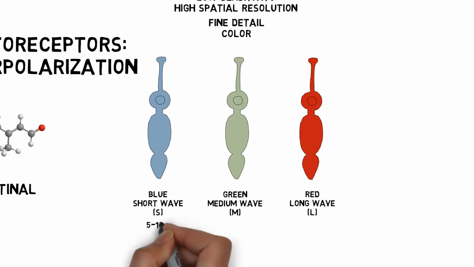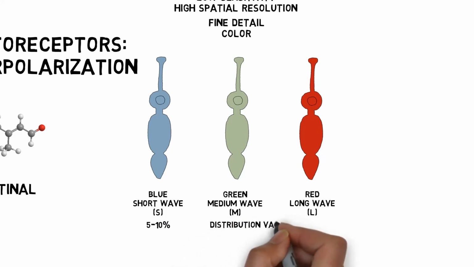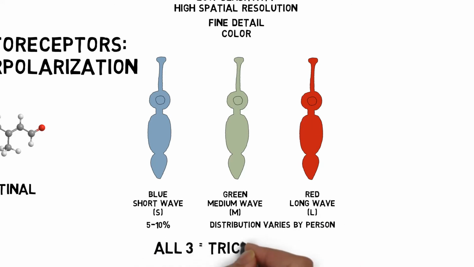S cones make up only 5 to 10% of our cones, while the distribution of M and L cones differs from person to person. By utilizing all three kinds of cones, we have trichromatic vision.